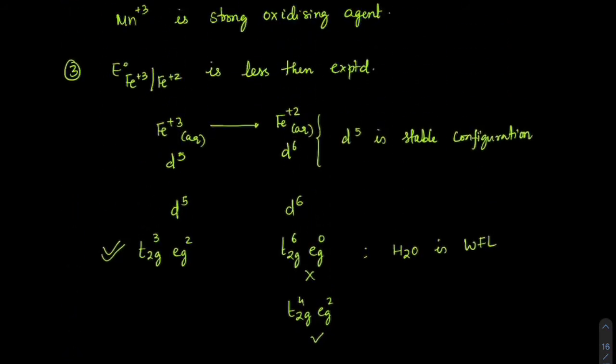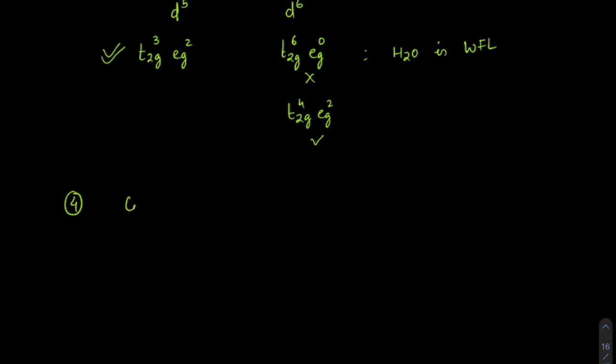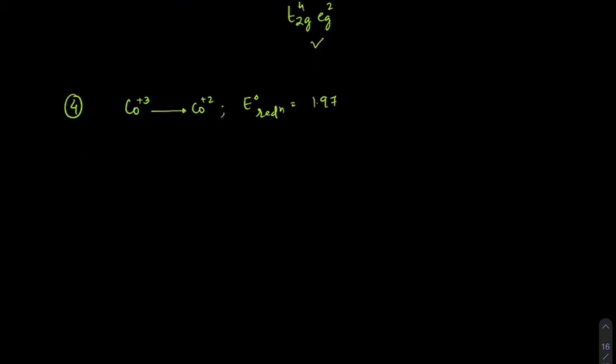Next, the fourth one is about cobalt. Why does cobalt have such a high value, right? You can see that cobalt plus 3 is changing to cobalt plus 2, and its reduction potential is 1.97, a very high value compared to the others. Okay.